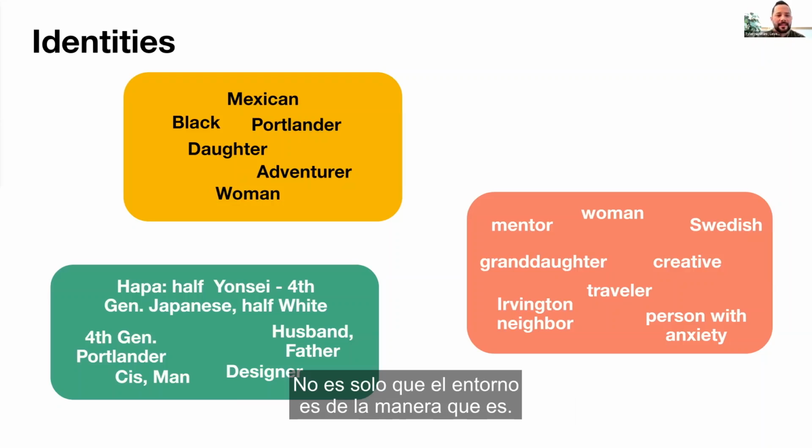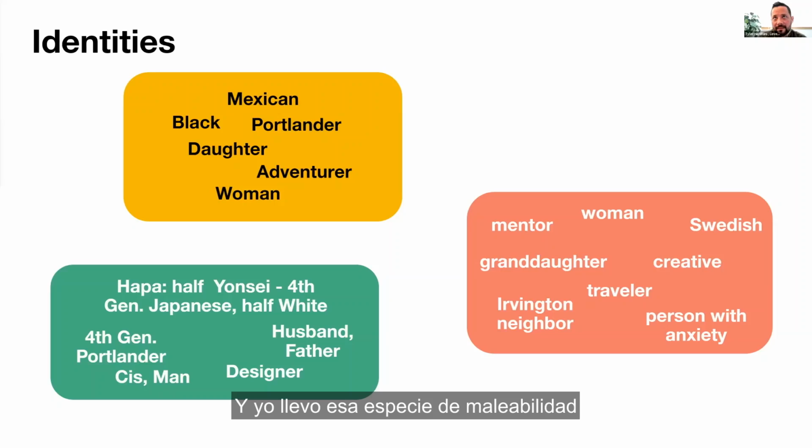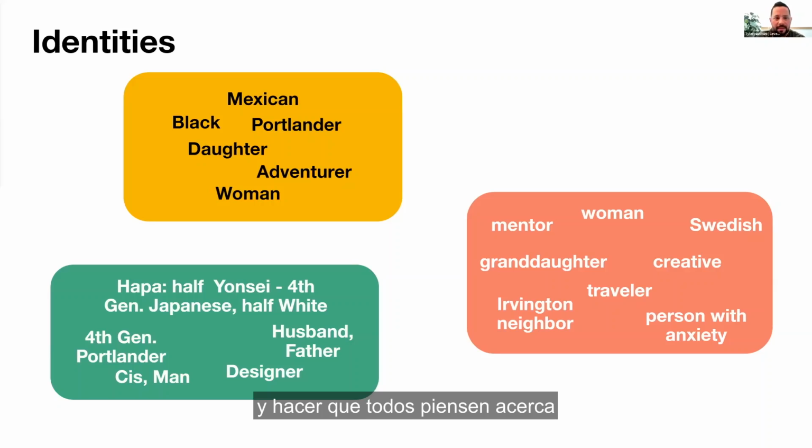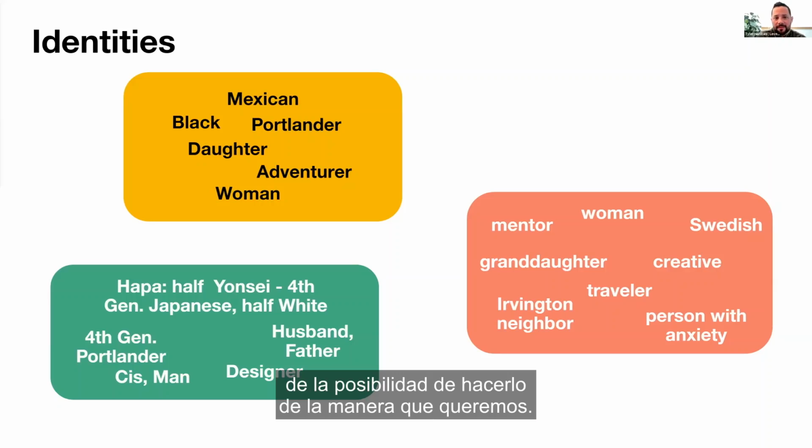Someone designed it. It's not just the environment that is the way it is. Everything that we experience was a decision, and I take that malleability into projects like this, where if there's something that's not working and we have this opportunity with the bond, let's change it. This is the time to be thinking about that stuff. And so hopefully we can share that perspective and get everyone thinking about the possibility of just making it the way that we want it.